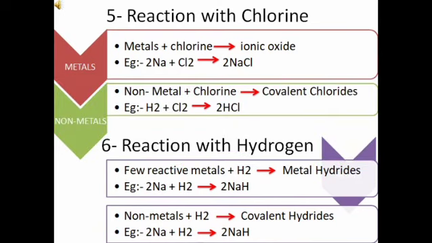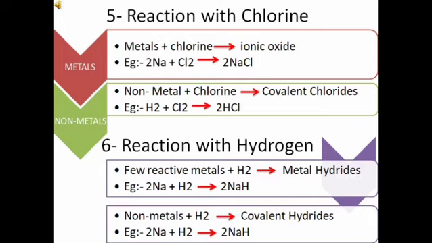Now let's see reaction with the chlorine. Metal reacts with chlorine to form ionic chloride. For example, calcium plus chlorine gives calcium chloride. And non-metals react with chlorine to form covalent chlorides, which are non-electrolytes, means which do not conduct electricity. Like hydrogen is a non-metal, so it reacts with chlorine to give hydrogen chloride. This is your covalent chloride. Even phosphorus plus chlorine gives phosphorus trichloride. It is also your covalent chloride.